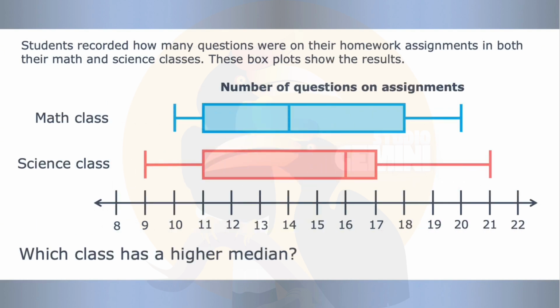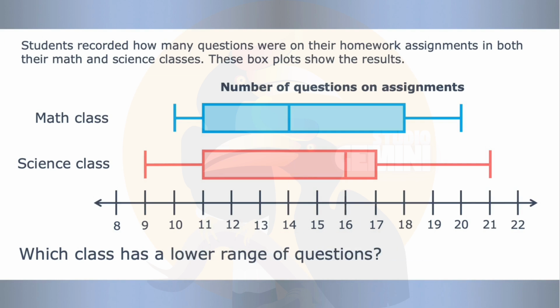Let's try an example comparing two box plots. Students record how many questions are on their homework assignments in both their math and science classes. These box plots show the results. Which class has a higher median? The median of a box plot is the line on the inside of the box. The math class has a median of 14, while the science class's median falls on 16. So the science class has a higher median.